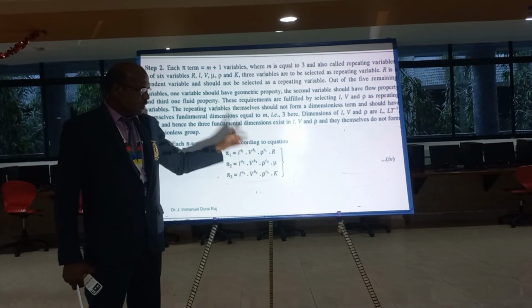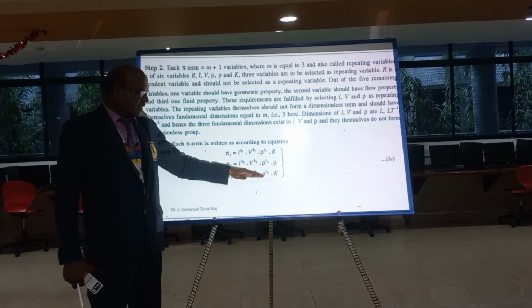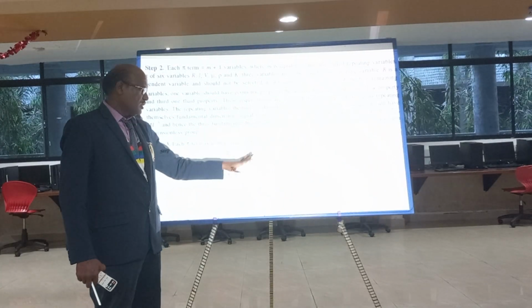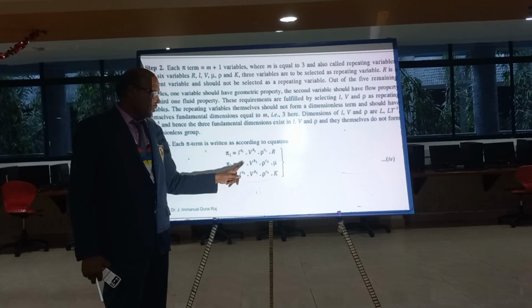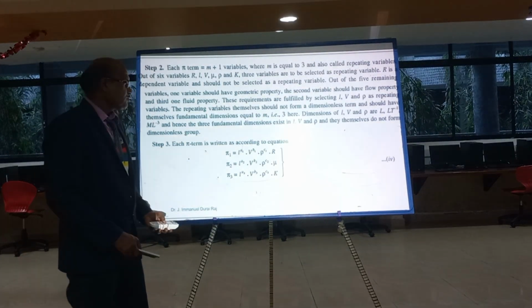So in total you have 6 variables. These first 3 are repeated in all the terms, and these are 4, 5, 6. So these are the repeating variables I have chosen. Write L^a1, V^b1, rho^c1, then a2, b2, c2, and a3, b3, c3. So this is what you have to arrange.